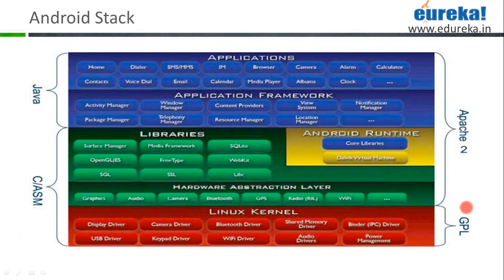And now we have the licensing. All these four layers are governed by the Apache 2 licensing, and this bottom layer is governed by the general public licensing that we have.